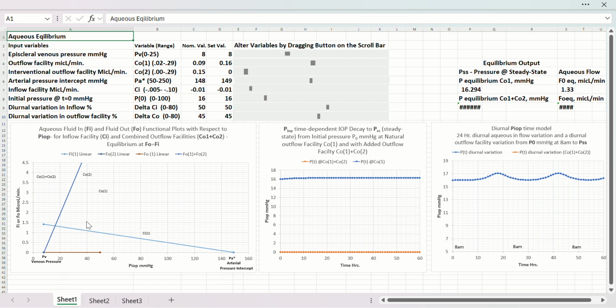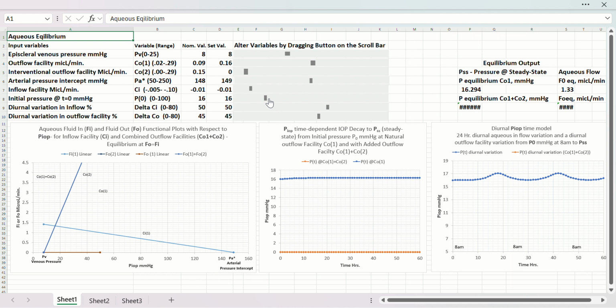Intraocular pressure is described by the inflow of fluid into the eye balanced by the outflow of fluid out of the eye, denoted by these two lines. The equilibrium in which the intraocular pressure occurs is where these two lines intersect. Also, intraocular pressure is able to change over time. So this model is able to do that.